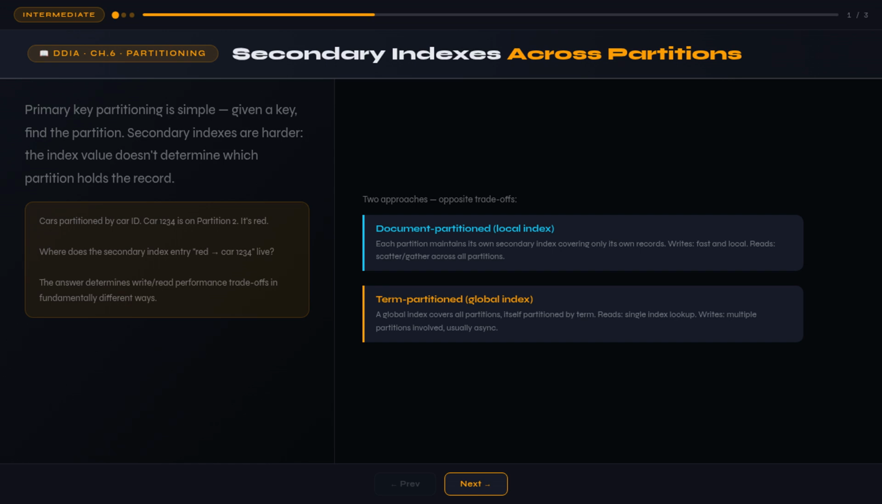Term partition secondary indexes, also called global indexes, maintain a single index covering all partitions, but the index itself is partitioned. Rather than each partition indexing its own records, there's a global index of all red cars, partition 2 IDs 1234, 5678, partition 5 IDs 9012, with the global index partitioned by the index term. These two approaches make the opposite trade-offs on writes versus reads. Understanding which one is right requires understanding those trade-offs.